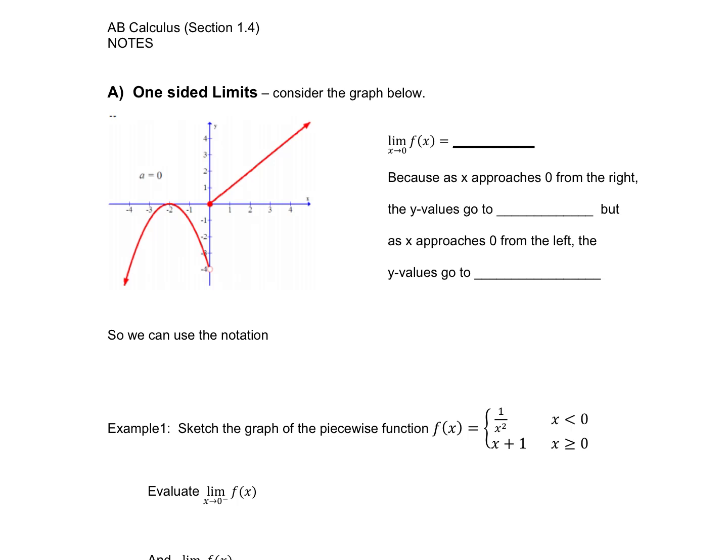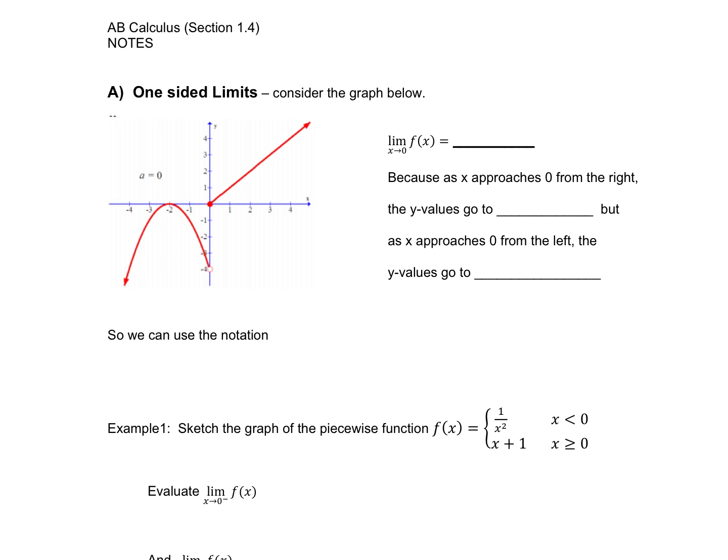Okay, so today's 1.4 and 1.5. We're doing kind of three different topics. One-sided limits, which should go pretty quickly because we've kind of already talked about limit from the left, limit from the right. It's really just remembering notation on that. And then we're going to talk about continuity, which we talked about last year. And then also infinite limits, which I don't think we talked about that last year. So I'll kind of focus more on that.